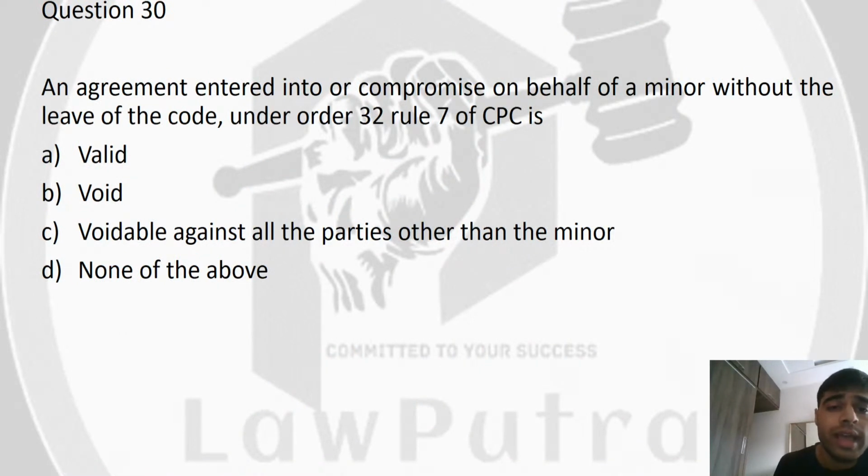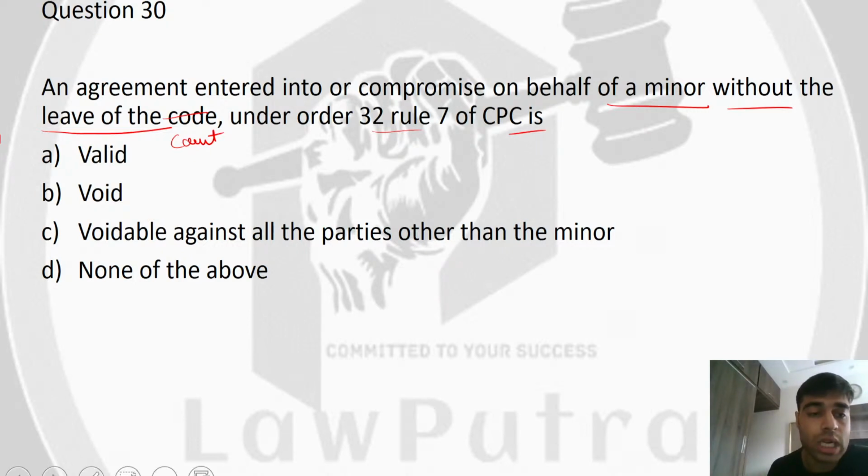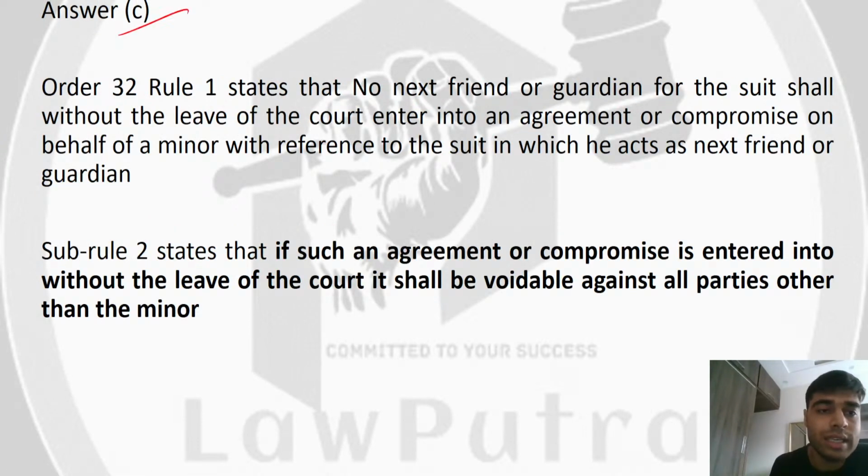Next question. An agreement entered into or compromise on behalf of a minor without the leave of the court under Order 32 Rule 7 CPC is valid, void, voidable against all the parties other than the minors, none of the above. So the answer is C.